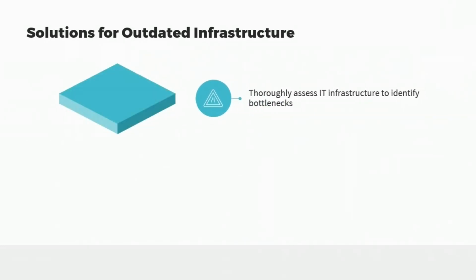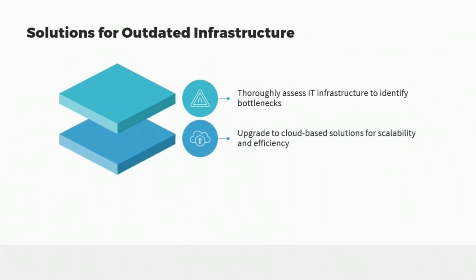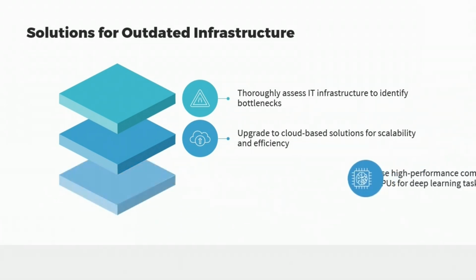Now, to address issues that are stemming from outdated infrastructure, organizations should undertake measures to assess, upgrade, and maintain their IT infrastructure effectively. Organizations should conduct a thorough assessment of all of their IT infrastructure to identify bottlenecks, performance constraints, and compatibility issues that could impede the deployment and operation of AI applications. Transitioning to cloud based solutions can also provide organizations with scalable, flexible, and cost effective infrastructure resources to support the demands of their AI workloads.